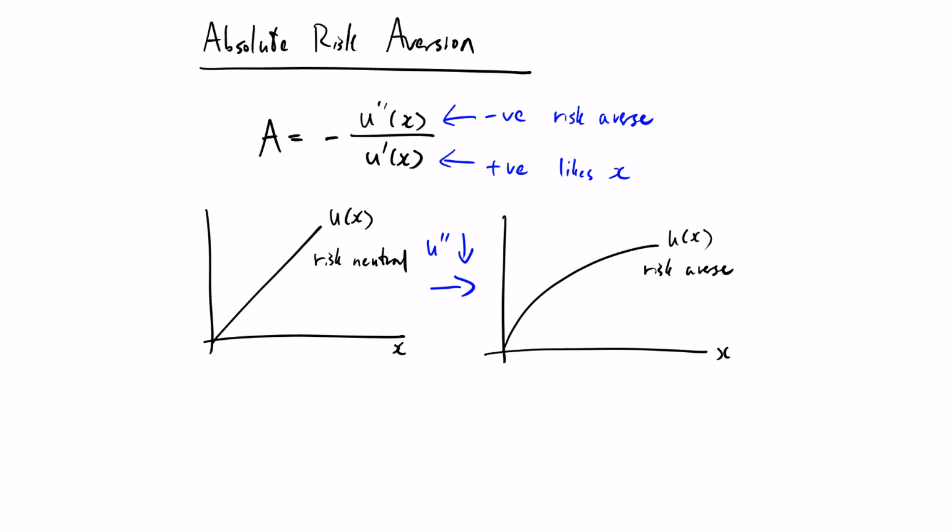Because the second derivative becomes more and more negative as the individual becomes more risk averse, once you take the negative sign, A would become bigger and bigger as the individual becomes more risk averse. So A goes up with risk aversion.